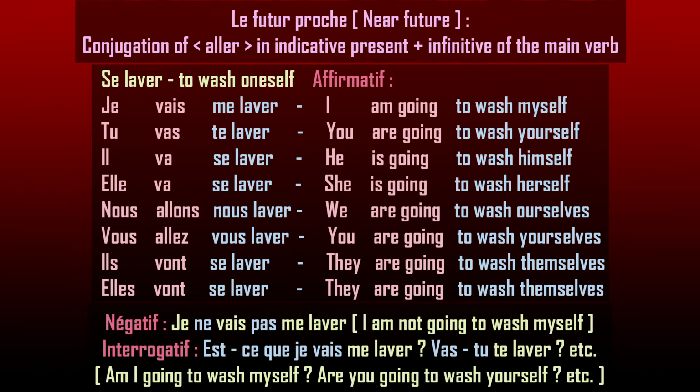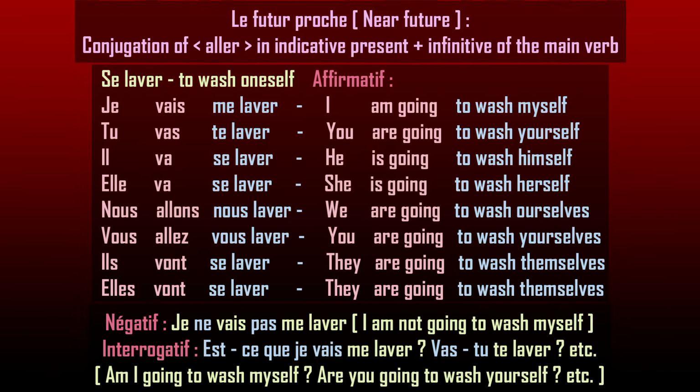Negative form, add ne and pas in the affirmative form. It becomes je ne. After je, we add ne, and after the verb aller, we add pas. It becomes je ne vais pas me laver. I am not going to wash myself. And in interrogative form, with first person singular, we add est-ce que in the beginning. Est-ce que je vais me laver? Am I going to wash myself?